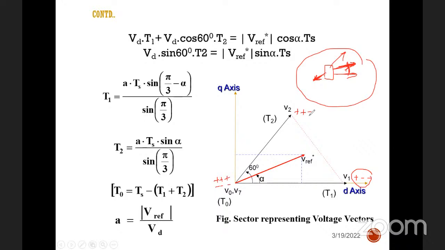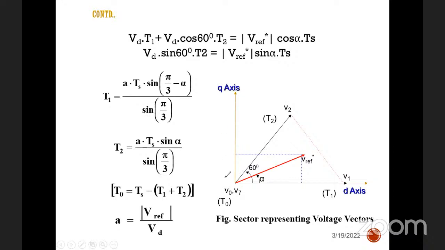Sorry. And how much time we are maintaining this switching state, top, top, bottom, and how much time we are maintaining this switching state, all top and all bottom, will give you the location of this resultant vector and the magnitude of this resultant vector. So that is called volt-time balance.